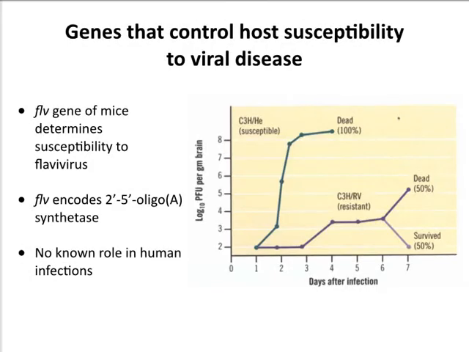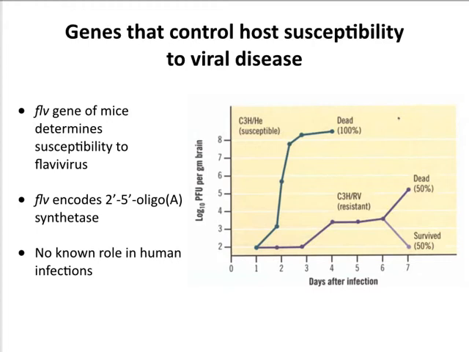Now, I want to talk now about genes in us that control virulence by controlling our susceptibility to infection. And this is an example of a gene in mice that controls susceptibility to a virus infection. So here is virus replication in the brain versus days after infection. These are two strains of mice, C3H/HE and C3H/RV. Not important what they are, that they are genetically different.